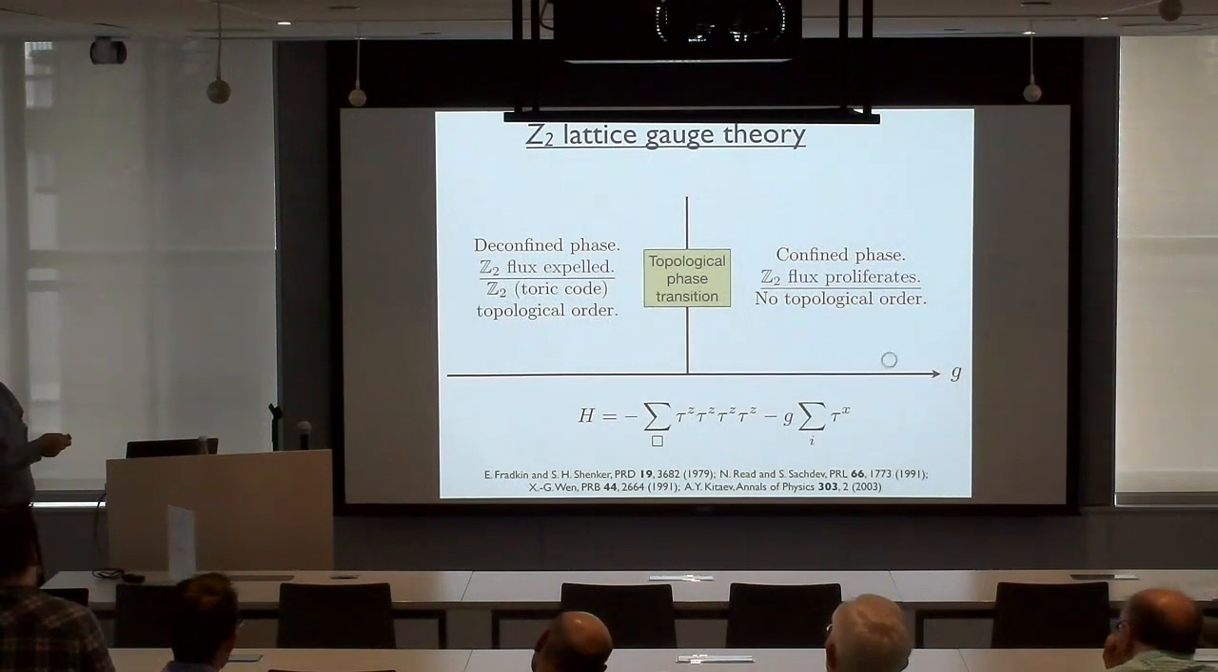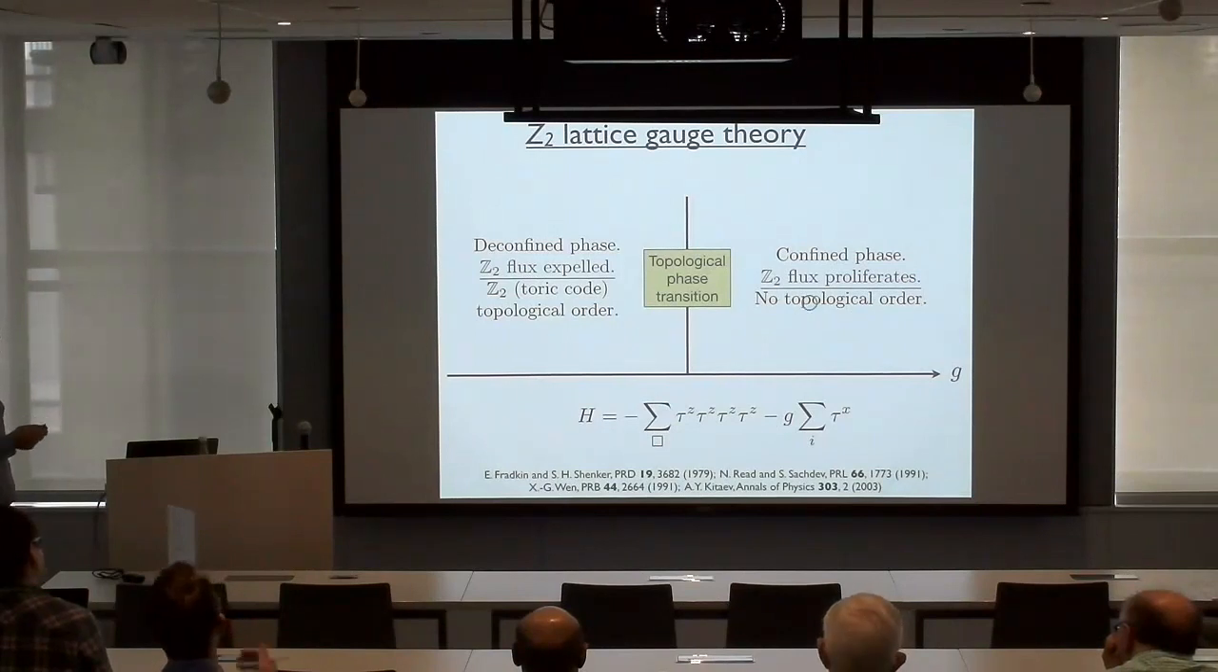But on this side, where you're at large G, where flux is fluctuating merrily in the ground state, there's no sense in which you can quantize the flux, and it proliferates. So that's really the fundamental difference between these two phases.